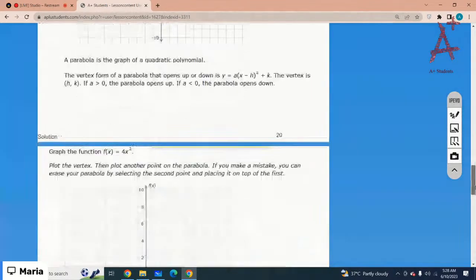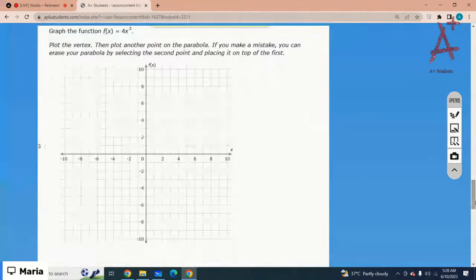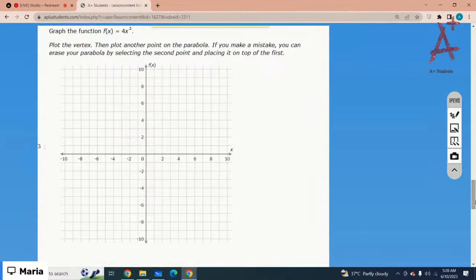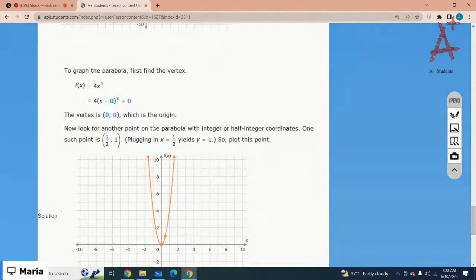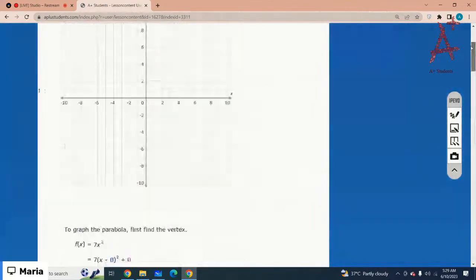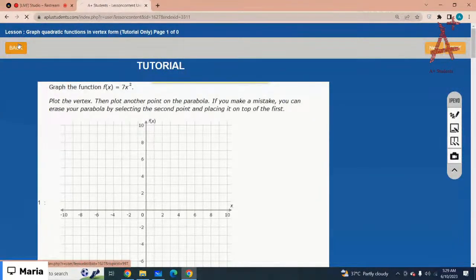Got it? Okay, the next one is graph the function f of x equals 4x squared. First you have to find the vertex. In this case, the vertex would be (0, 0). Then you have to find one point. You can use any point, you can put any value of x, and you just need the vertex and one point to graph the parabola. For this lesson, we just have a tutorial, so you can find the lesson in the book and do as many practice questions as you can.